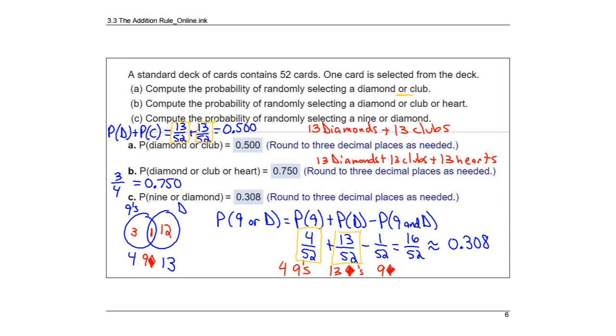But the problem is we have now double counted, right? We've double counted the 9 of diamonds. It is in the 4 and the 13. So we need to just take one of those out. And that leaves us with 16 over 52. Put that in your calculator and you get 0.308. So the probability of randomly selecting a 9 or a diamond would be 0.308.